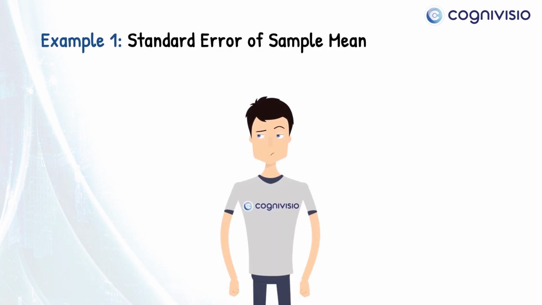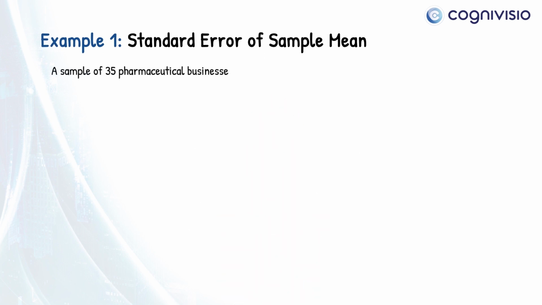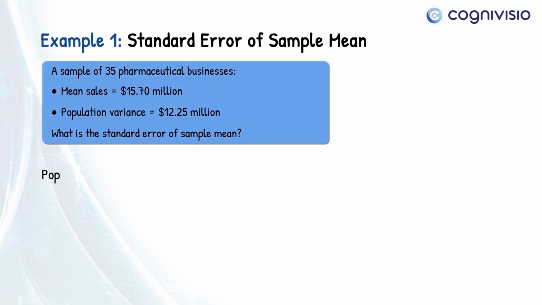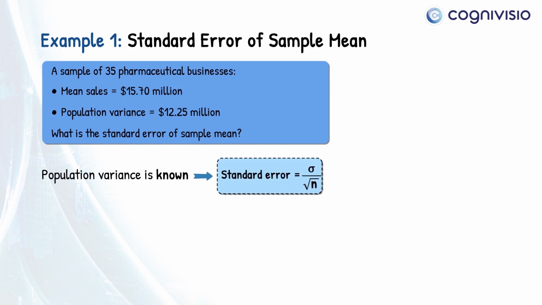Let's take an example. Suppose that the mean sales for a sample of 35 pharmaceutical businesses is $15.70 million, and the variance of the population is $12.25 million. What is the standard error of sample mean? Since the population variance is known, we use the formula with sigma. We divide the portfolio standard deviation by the square root of the sample size.